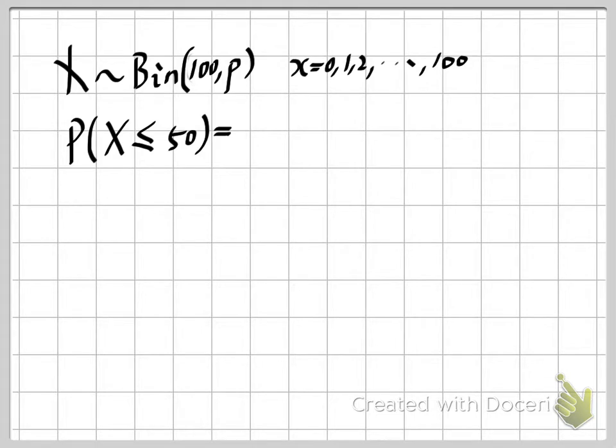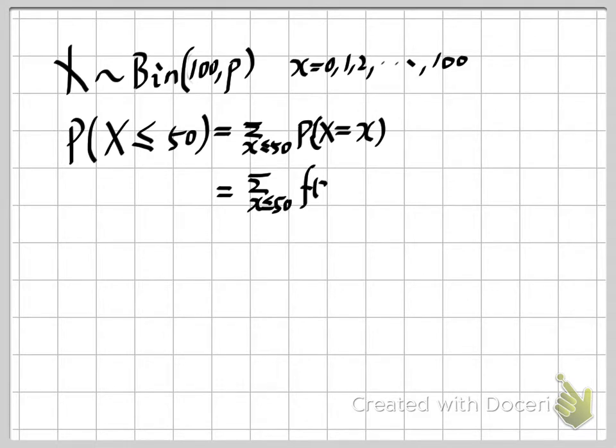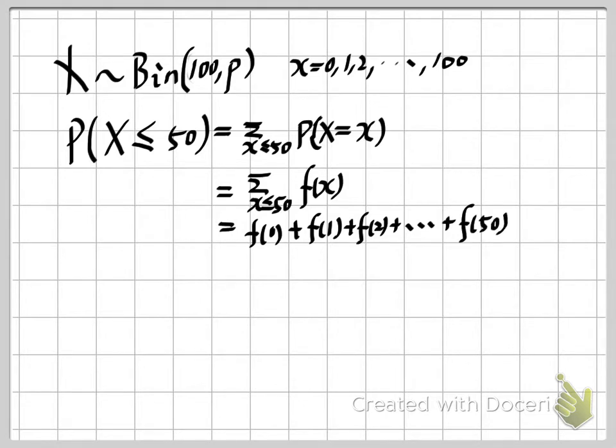So this equals the sum, for x smaller than or equal to 50, of the probability that capital X equals small x. In other words, this is the sum of our PMF for x up to 50. So we need to compute the PMF's value at 0 plus the value at 1 plus the value at 2, and so on up to the value at 50. In this case, it means we need to compute 51 calculations in total.